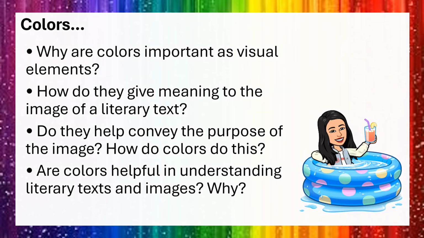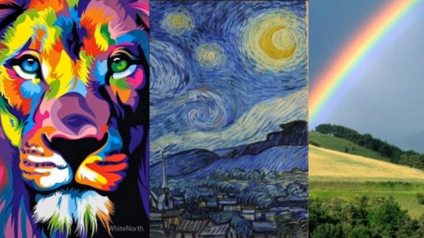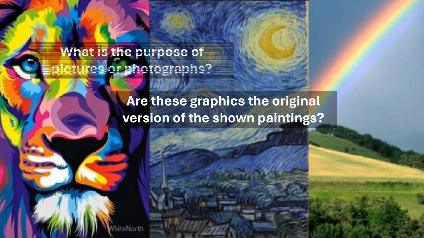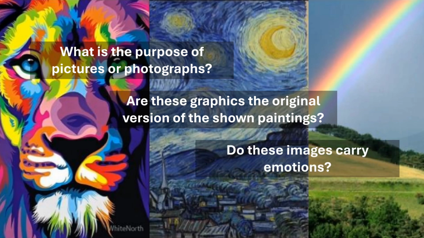Now look at these images once again. What you see are the photographs of the paintings. These pictures convey messages. These images carry emotions. Are these graphics the original version of the shown paintings? What is the purpose of pictures or photographs? Do these images carry emotions?